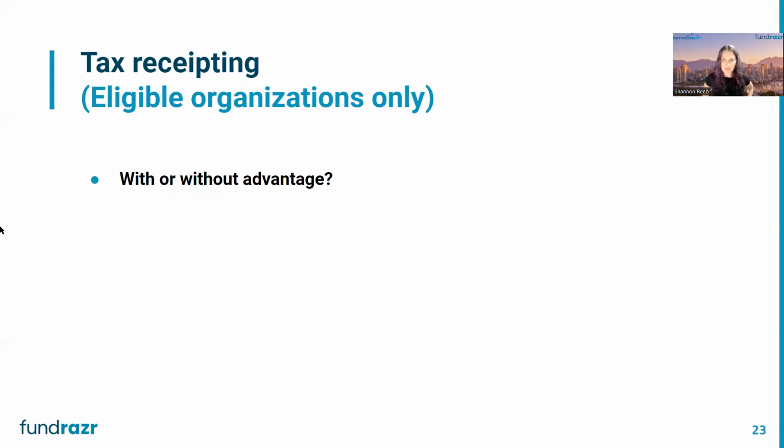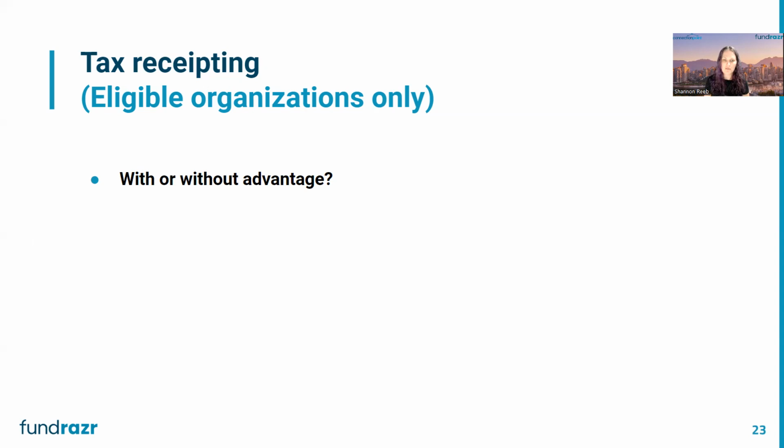And I said I would talk about tax receipting, and I want to make sure that everyone understands this is for eligible organizations only. Fundraiser is not a fiscal sponsor, which means we cannot give tax receipts out on your behalf under our name. But if you are a registered nonprofit or charity in your country and you are eligible to give out tax receipts, then make sure that you do the with or without advantage part correctly. An advantage is your reward item and what you put in cost wise.